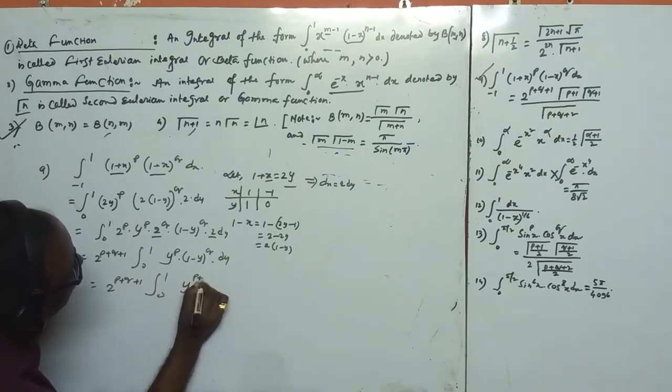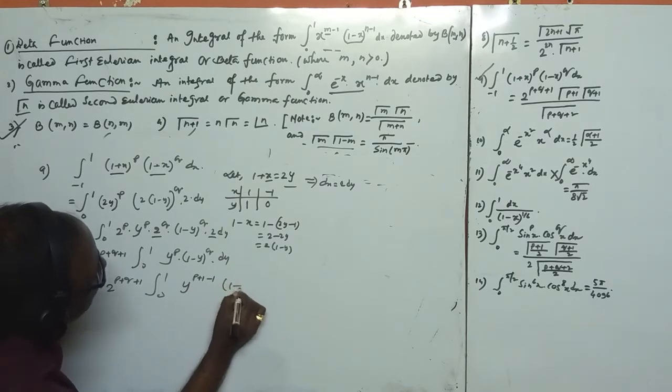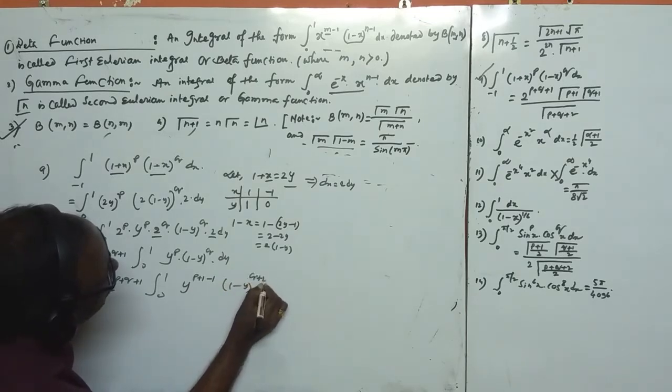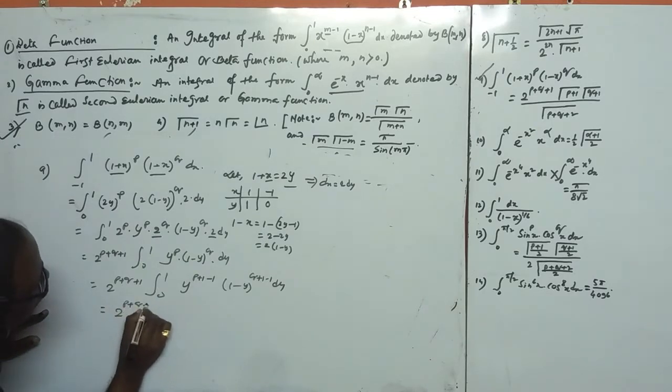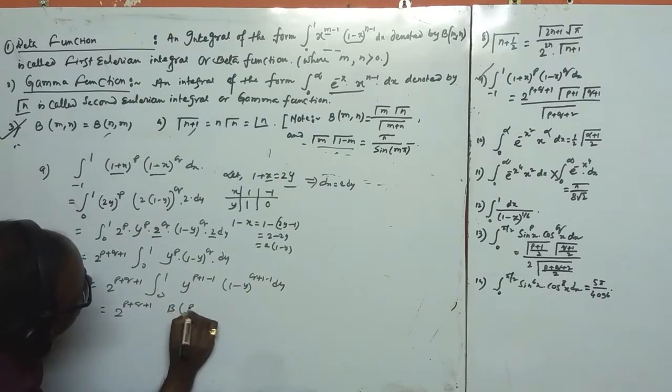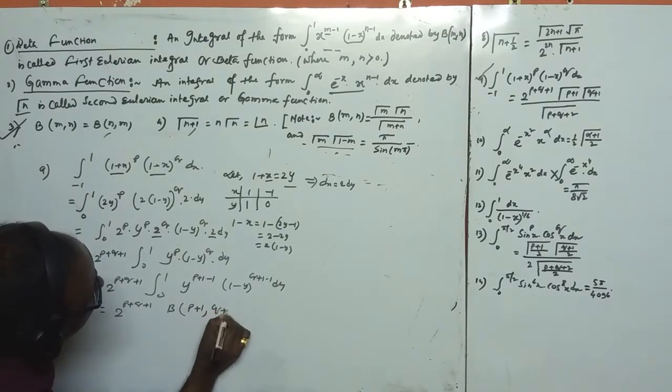From the definition, p plus 1 minus 1. So (1 minus y) to the power q plus 1 minus 1 and dy. So now 2 to the power p plus q plus 1, that is B(p plus 1, q plus 1) here.